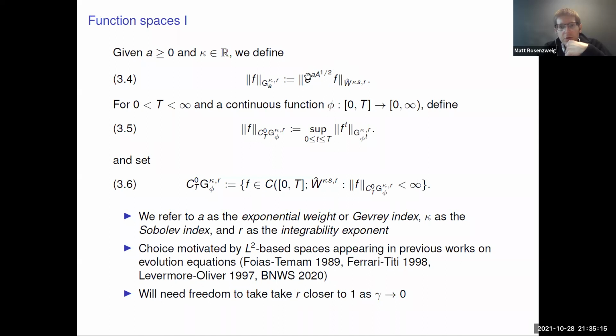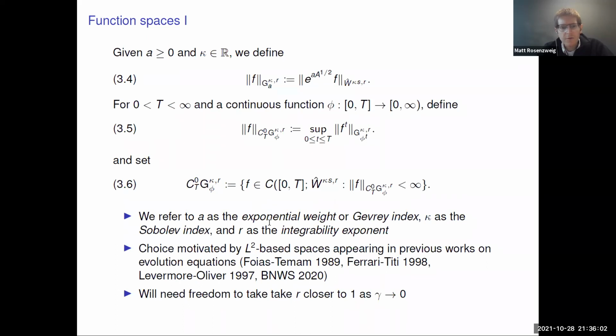So these are for functions which are static, but I also need some scale that's suitable for functions which are evolving in time. And so, what you might guess, I'm just going to look at the functions which are continuous in time with values in these spaces G. And phi is going to be a time-dependent function, and I'm just going to take the supremum over all time, evaluating this norm at fixed t. And again, this gives us a scale of Banach spaces. Some terminology: it's convenient to refer to A as the exponential weight or the Gevrey index. Kappa is going to be our Sobolev index, and R is going to be our integrability exponent.